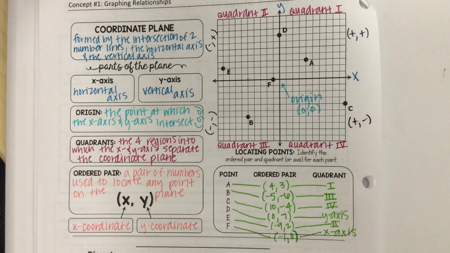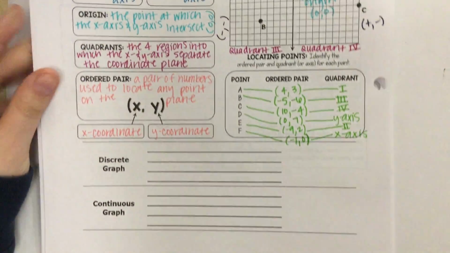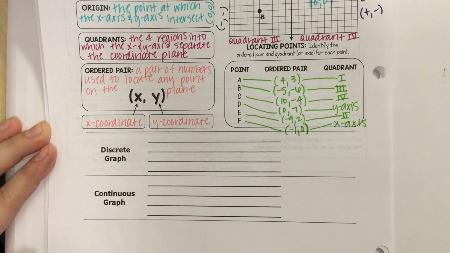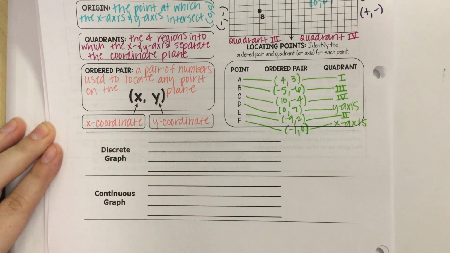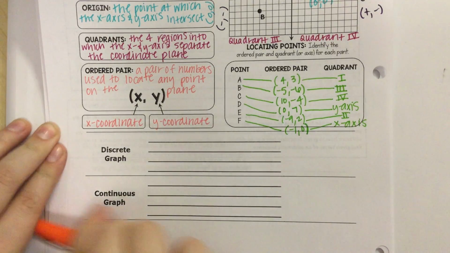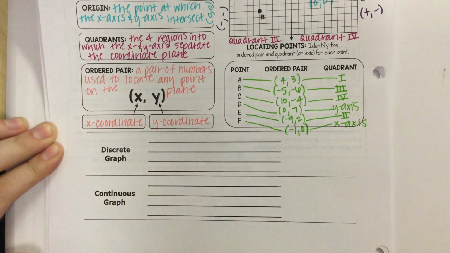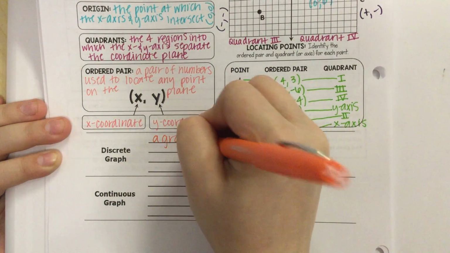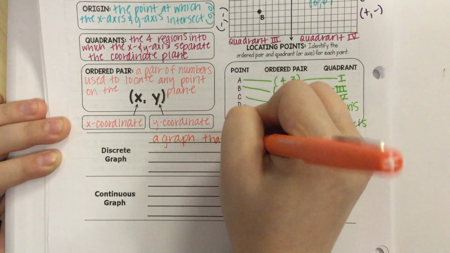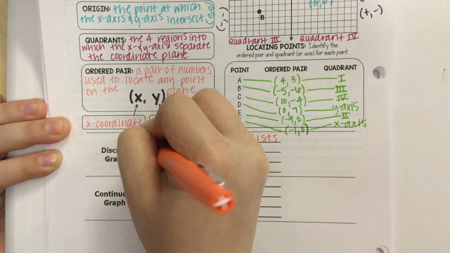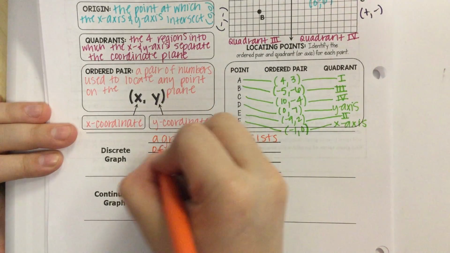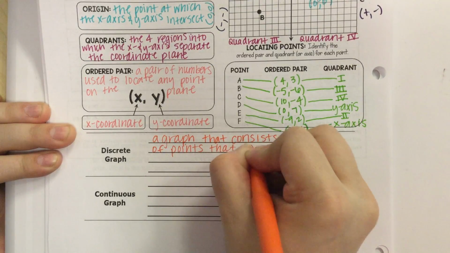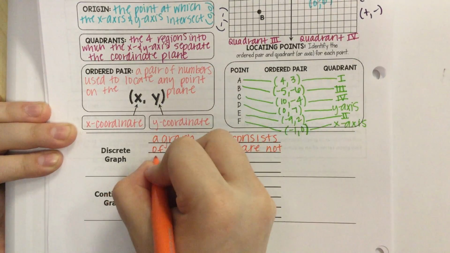Okay, so now what we're going to get into is some definition type things. When we're graphing relationships, we can have two types of graphs. We can have either a continuous graph or a discrete graph. And it's really important we know the difference between those two. A discrete graph is a graph that consists of points that are not connected.